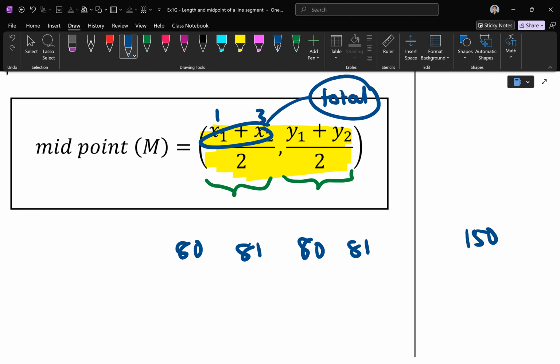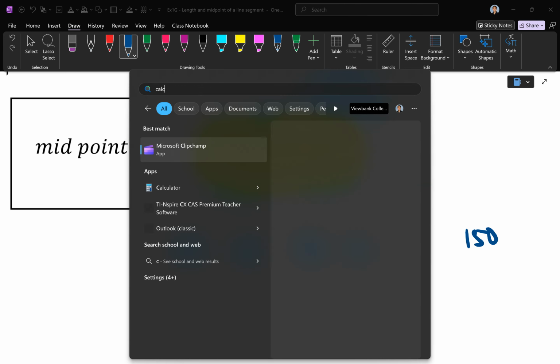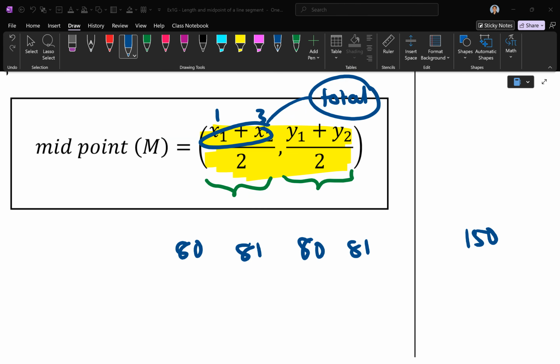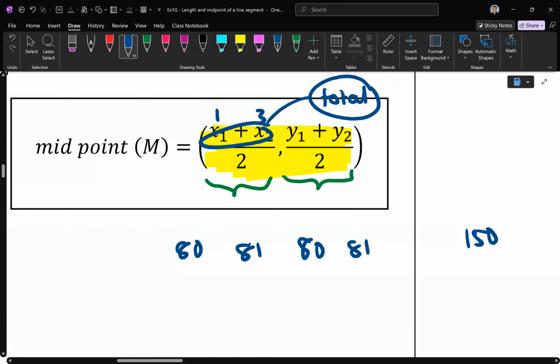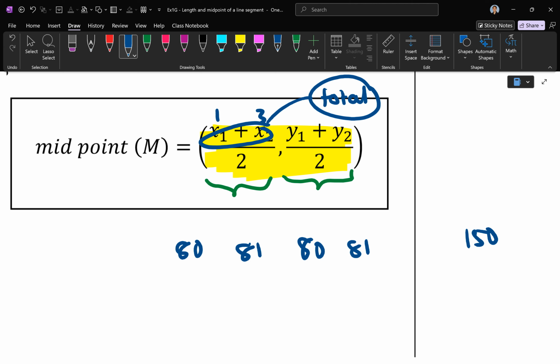Let's try it. I'm going to do it on a calculator. Let's go calculator. Let's have a look at what this will give me. 80 plus 81 plus 80 plus 81 plus 150. How many numbers is that? That's 5. 1, 2, 3, 4, 5, divided by 5. Woo! Look at that. 94.4. But if you looked at my class data, no way am I actually getting an average if I close my eyes and I picked anyone. It's not true I'm going to get 94.4. That 150 is what changes it.